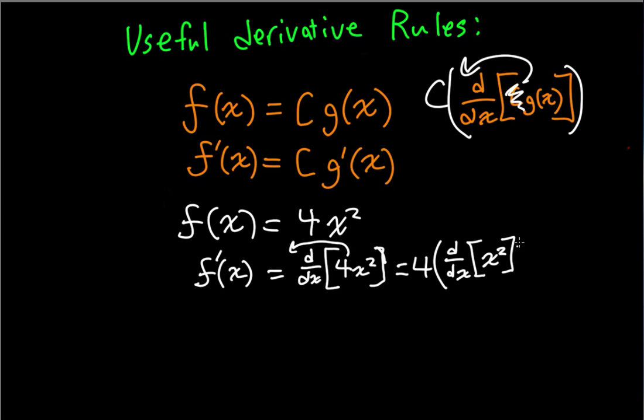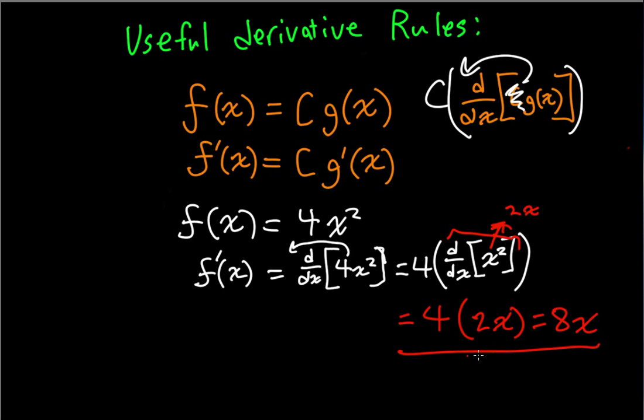And this we know, we did this a couple videos ago, or perhaps last video. This we know to be 2x. So that will be just equal to 4 times the derivative with respect to x of x squared, which is 2x, or 8x. And you probably could have done that in your head, but I think it's useful to just break it down so that it's a little simpler.